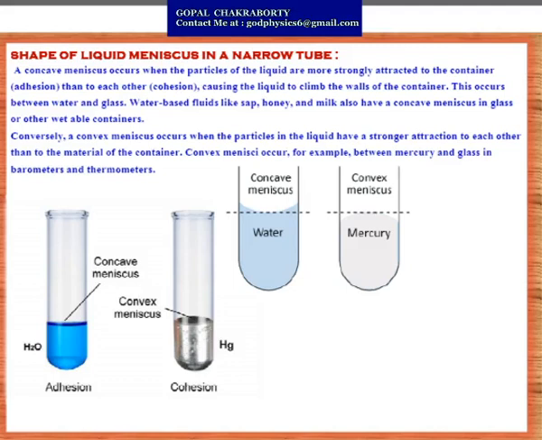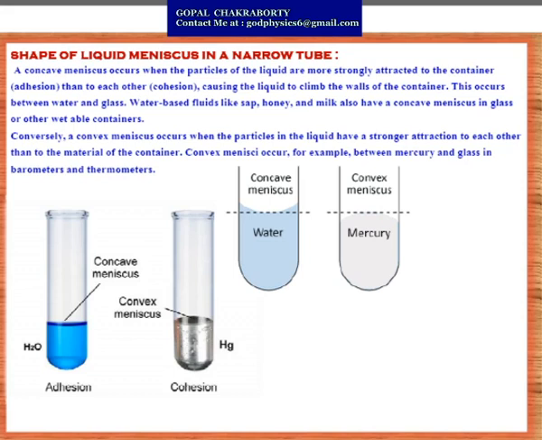Now, the shape of the liquid meniscus in a narrow tube. As I have already discussed, cohesive force is the force of attraction between molecules of the same kind, and adhesive force is the attraction between different kinds of molecules. A concave meniscus occurs when the particles of the liquid are more strongly attracted to the container than to each other. That means the adhesive force is much greater than the cohesive force, causing the liquid to climb the wall of the container. This occurs between water and glass.